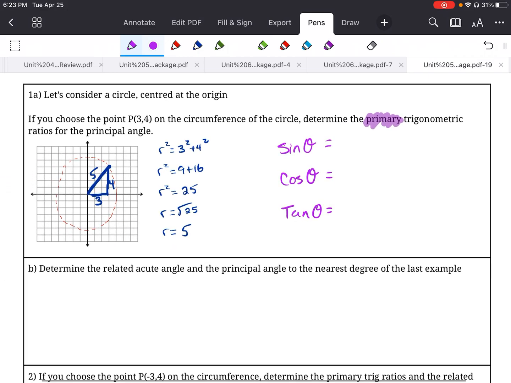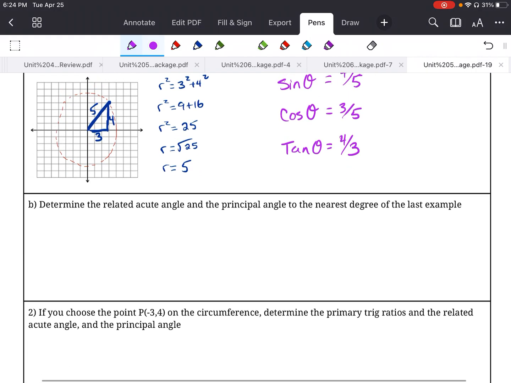Okay, and through our knowledge of SOHCAHTOA, we know that sine is opposite over hypotenuse, so 4 over 5. Cos is adjacent over hypotenuse, 3 over 5. And tan is opposite over adjacent.